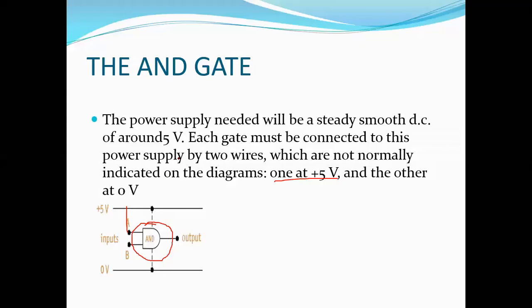All right, AND gate, again, it starts with 5 volt potential difference. It has 2 inputs, as you see over here, one from 5 volt, one from 0 volt, and it has 1 output. It looks like the letter D. When you connect the AND gate to the 5 volt potential difference, it's going to start working.